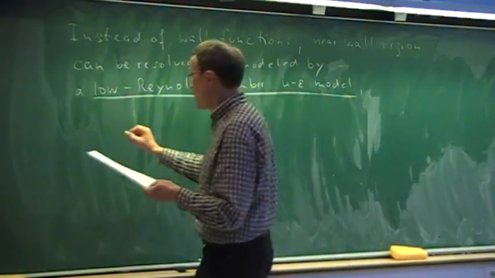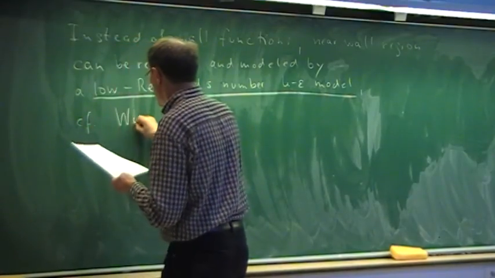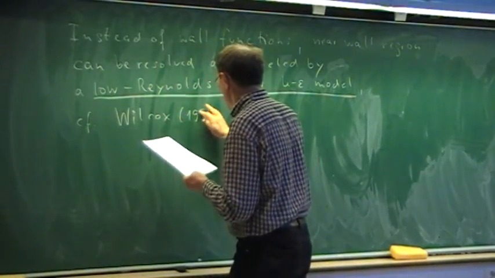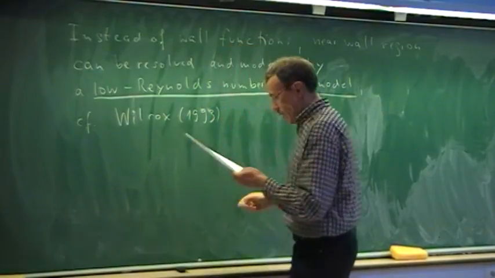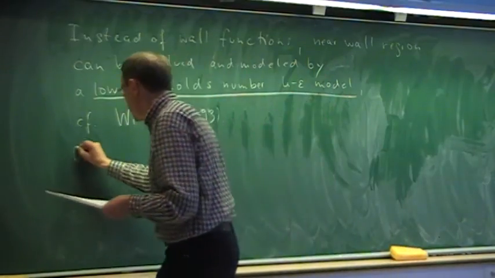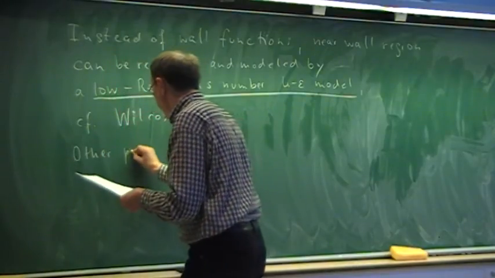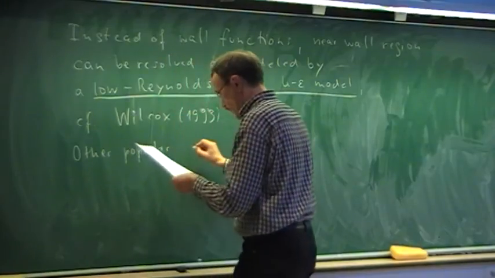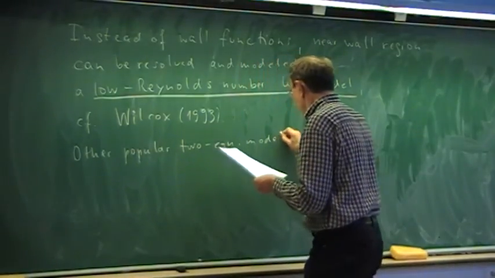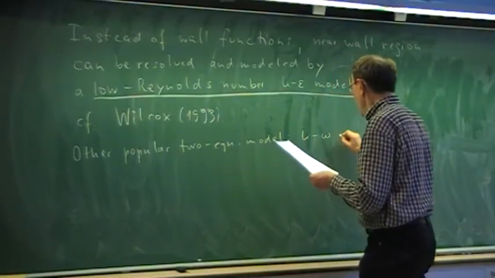And you can find more details on that in the book by Wilcox, which is cited in the lecture notes. That is from 93. So that was the first turbulence model devised, a two-equation turbulence model, the K epsilon model. But there are also other models which actually have some advantages. Another popular model that is an alternative to this one, also a two-equation model, is the K omega model.